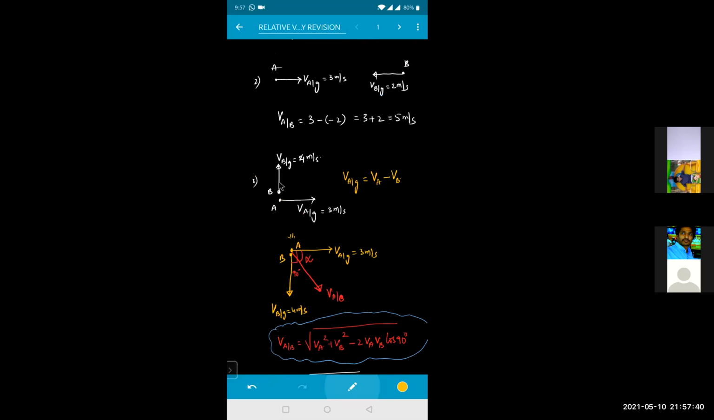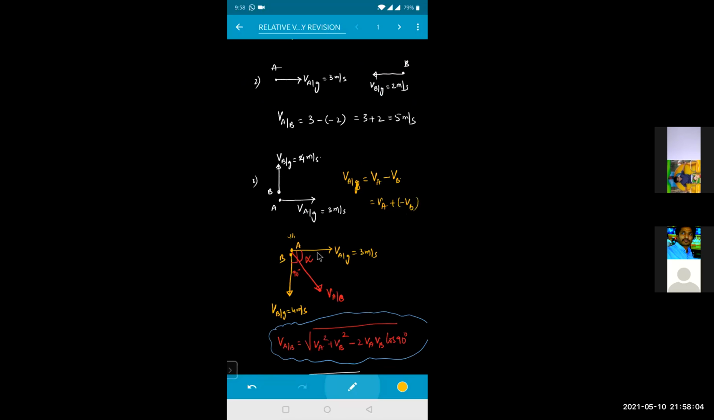When both of them are moving perpendicular to each other, let's say A is moving at 3 meter per second like this, and B is moving in the upward direction at 4 meter per second. So velocity of A with respect to B will be equal to VA minus VB. This will become VA plus the negative vector of VB, that is subtraction of vectors.